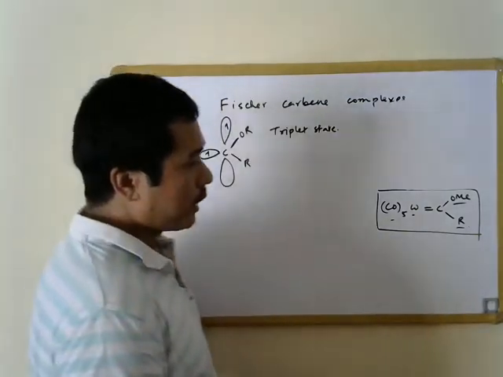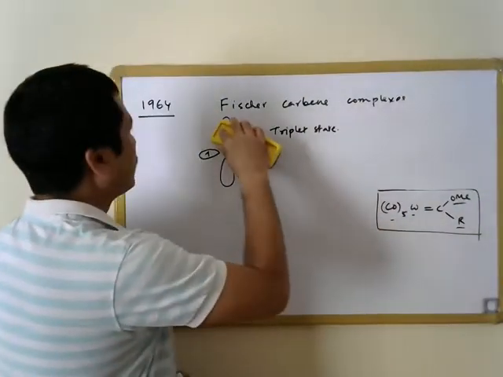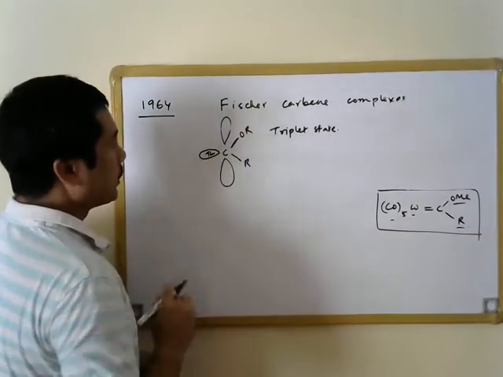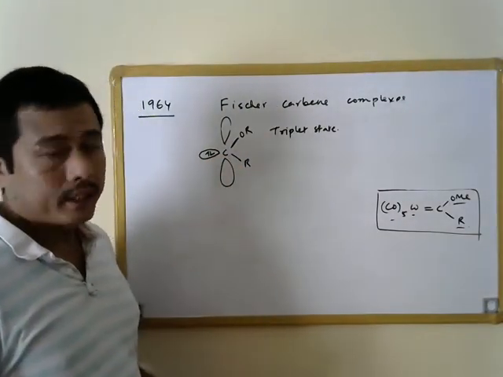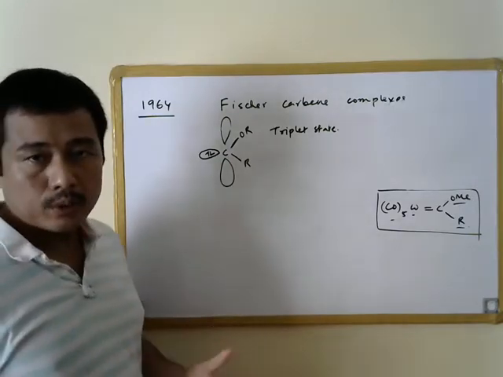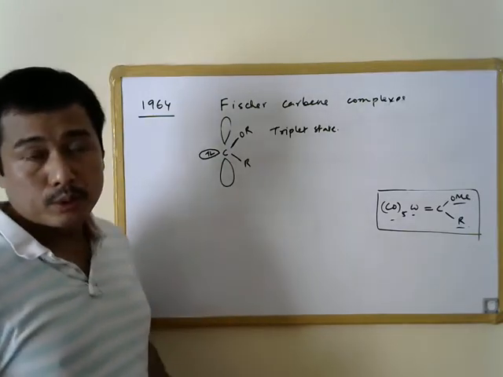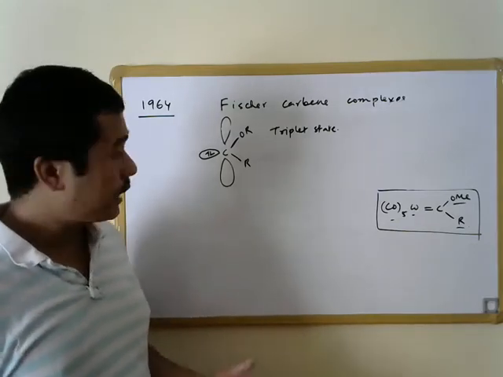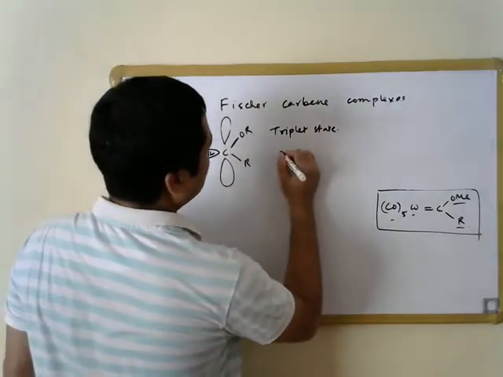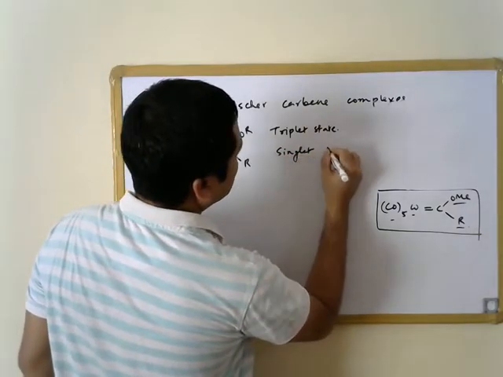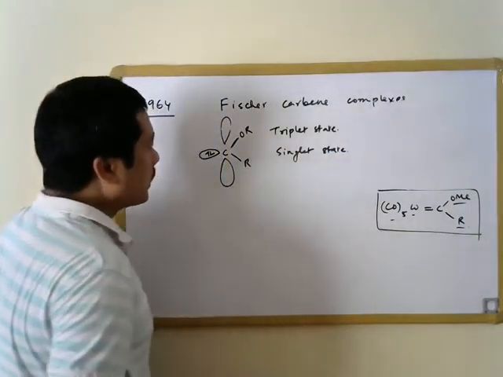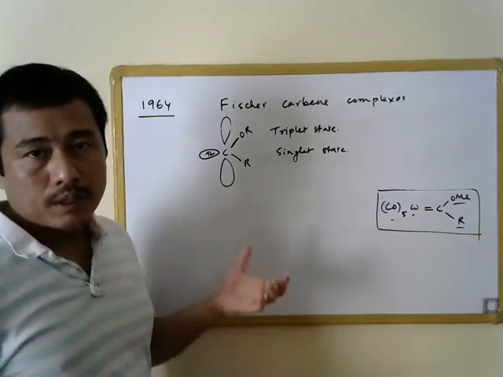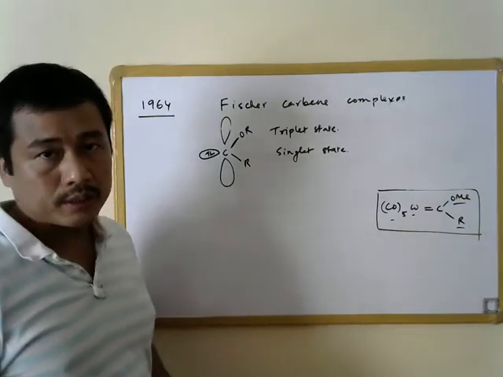Now we can also put both the electrons in the sp2 hybridized orbital here, and in this case the total spin of the system of the carbene is going to be equal to 0, and the spin multiplicity is, that is why, going to be equal to 1, and we call this electronic configuration the singlet state.